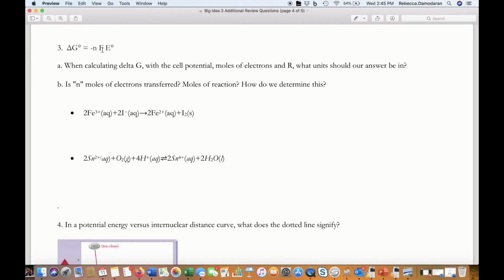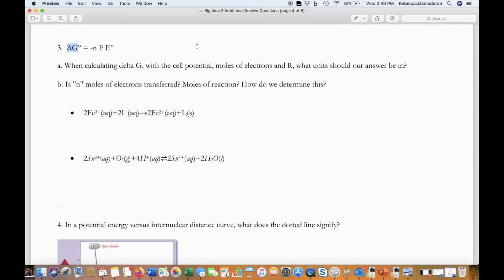So if you look at your cheat sheet, I'm going to open up my cheat sheet. Okay. If you look at Faraday's constant, it is in coulombs per mole of electrons, okay? And then a volt, which would be your measure for your cell potential, is going to be in joules per coulomb. And so your delta G is actually going to be in joules, because the coulombs cancel out, and you're going to be left in joules for delta G.